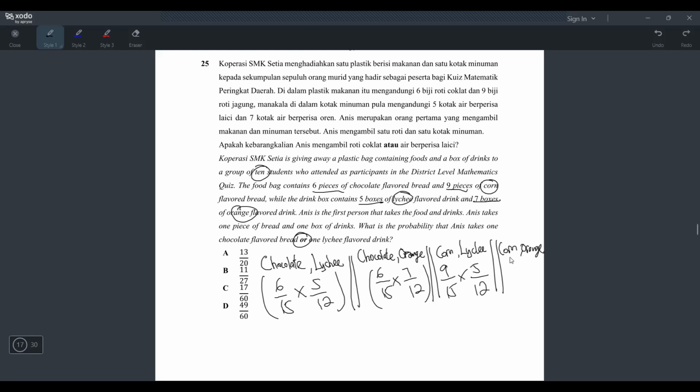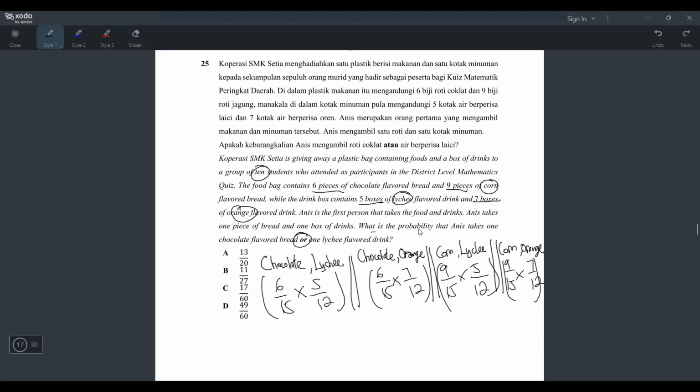Corn, number of corn is 9, total is 15. Orange number is 7, total is 12. But in exam, you don't have to do everything. I know I did everything, but in exam, you don't have to waste your time. I just want you to understand the whole thing, right? So you only do the part the question wants you to do.